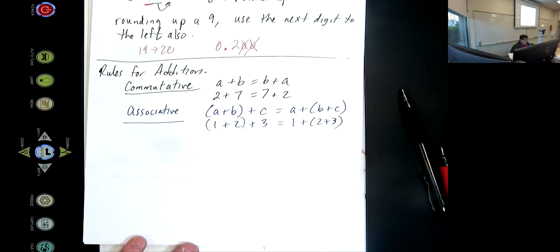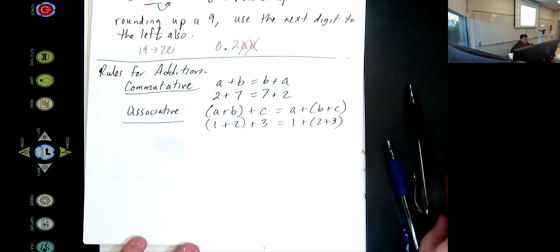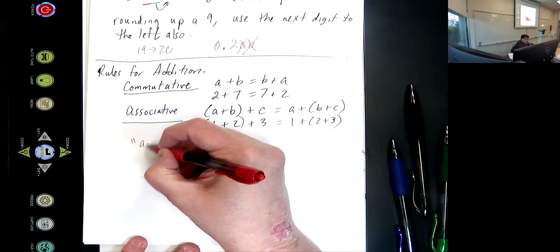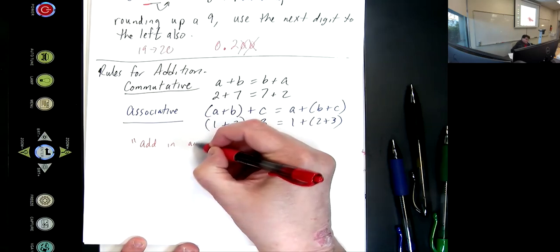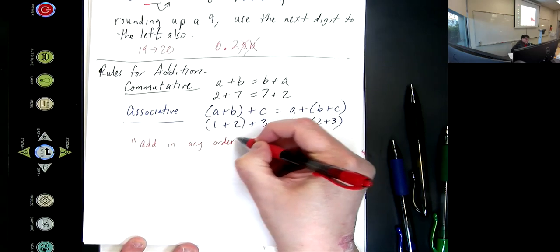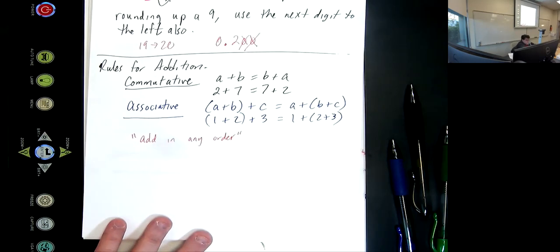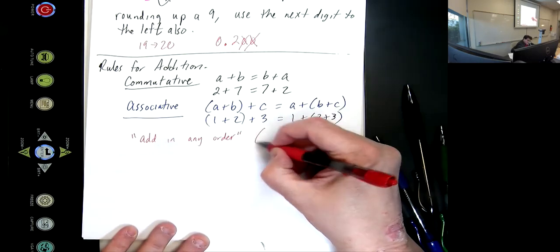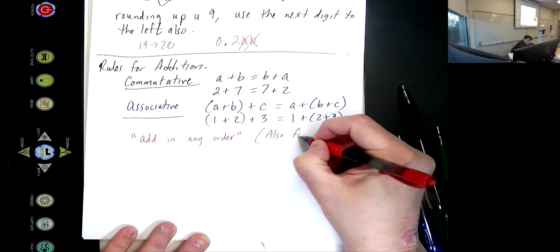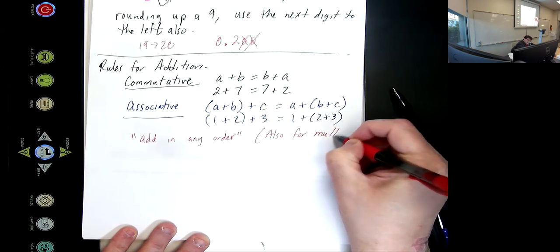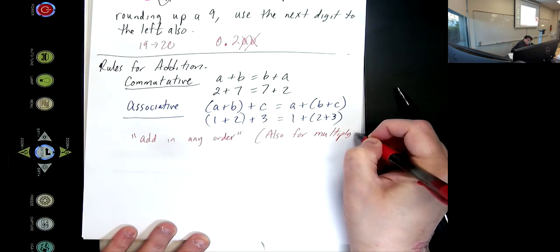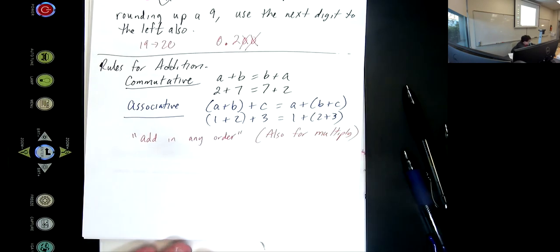So you can add in any order. That's what this boils down to. Add in any order. So you're telling me the rules, there's no rules. That is a rule. Because not every math operation allows this. You can't do this with subtraction, for instance. It doesn't work with division. It also works for multiplying.